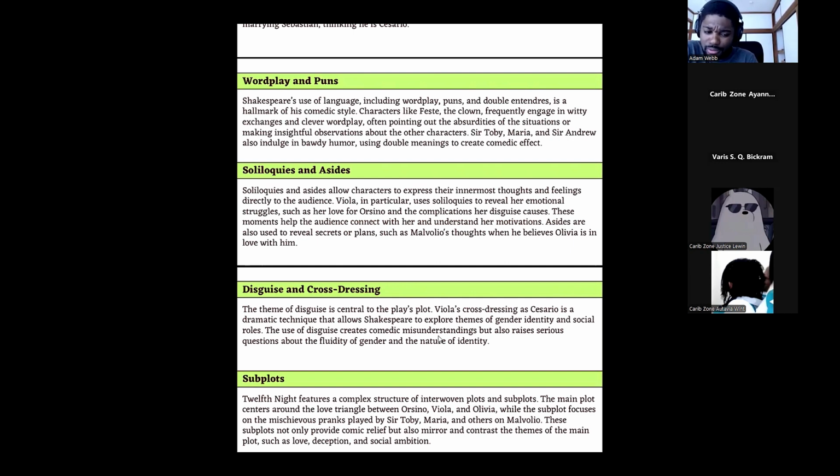Are we good at that? No, sir. I've never heard of this before. I love researching words, so I don't know this word, sir. Who knows what an aside is and what a soliloquy is in terms of plays?